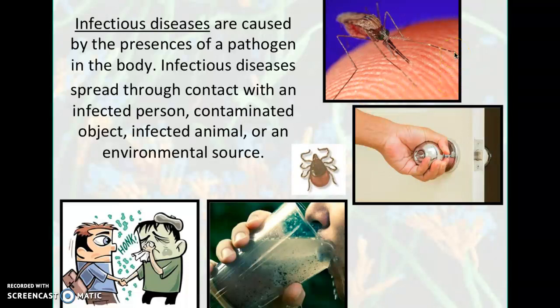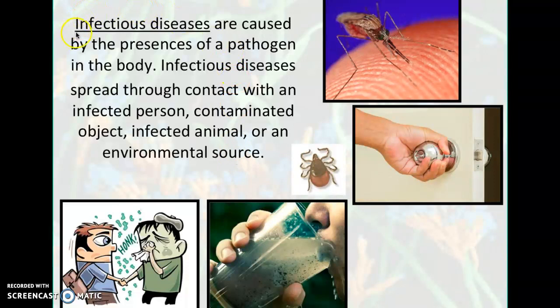You've heard of rabies probably. Rabies can be passed through raccoons, sometimes infected dogs. And then environmental sources are just things in the environment. For instance, this glass of contaminated water might also count as an environmental source of an infectious disease.